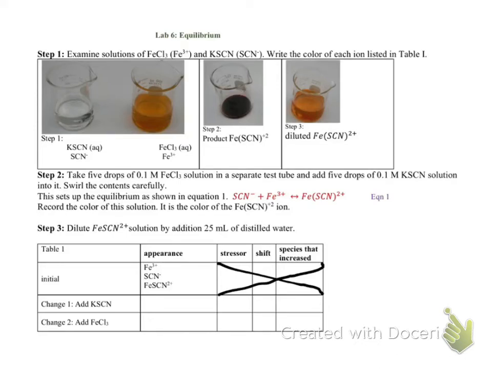This video is for lab 6 equilibrium. In this experiment, we use two chemicals: KSCN, potassium thiocyanate, which is a source of thiocyanate ions, SCN negative, and the other one is ferric chloride, which is a source of ferric ions. So this is potassium thiocyanate solution in the beaker, and this is ferric chloride solution.